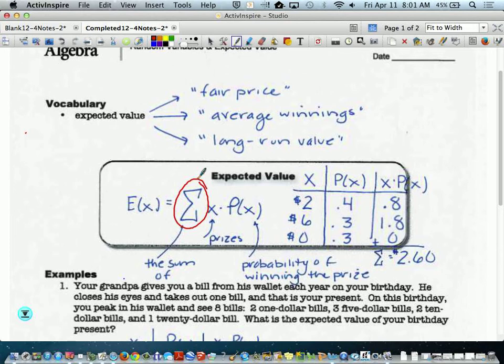Now, if I have to pay $1 to play that game, that would be pretty good, right? I pay $1, I'm expecting to win $2.60 back. But if I have to spend $5 to play the game, and I expect to get $2.60 back, that would not be good. That's how this works.